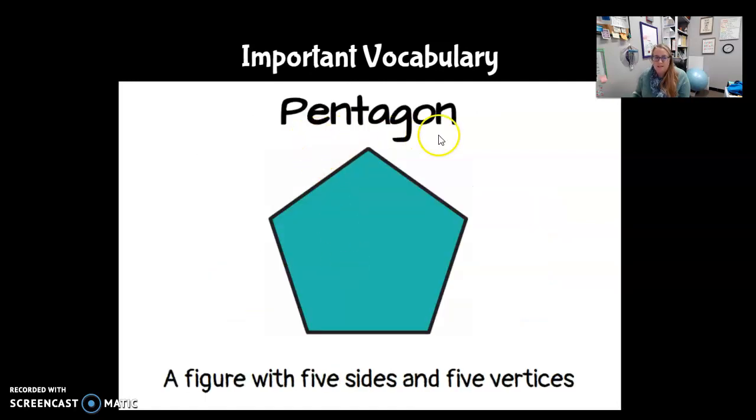The next word is pentagon. Pentagon is a figure with 5 sides and 5 vertices. So let's look at it. 1, 2, 3, 4, 5. The 5 sides are there. The vertices are where the 2 sides meet. So this would be 1 vertice, 2 vertice, 3 vertice, 4 vertice, 5 vertice.